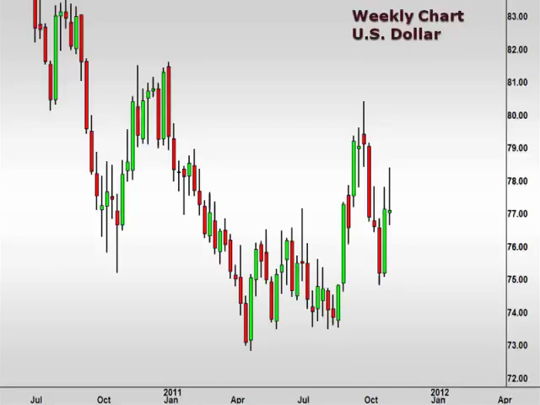Let's start off with a weekly chart of the US dollar index. This is a great way to gain perspective as to how the US dollar has been trading against a basket of currencies. Well, the US dollar continues to be volatile as Europe attempts to get its financial house in order.